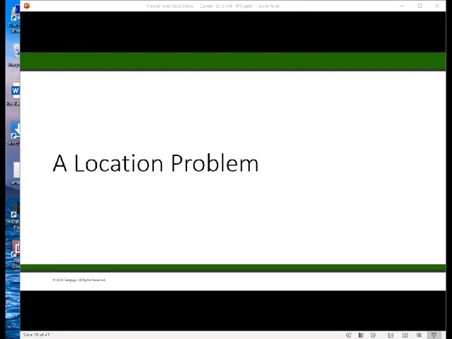Welcome to part 2 of lecture 14. And we're going to continue on with looking at how we might optimize a location for some station within a facility, or how we might optimize location of facilities.